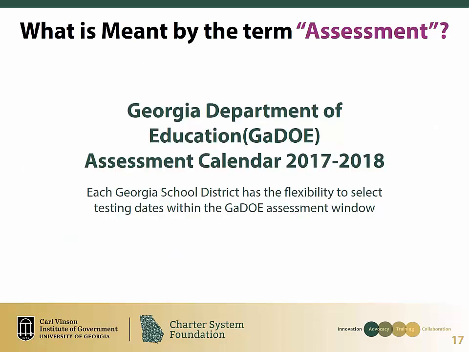Near the end of this presentation, on the resources slide, a web address will be provided for the Georgia Department of Education assessment calendar for the 2017-18 school year. There you'll find the schedule for the milestone tests, which are end-of-grade and end-of-course assessments. Each Georgia school district has the flexibility to select testing dates within the DOE assessment window. The assessments are coordinated district-wide to maintain consistency and expectation. This is important since each course and end-of-grade assessments are required.